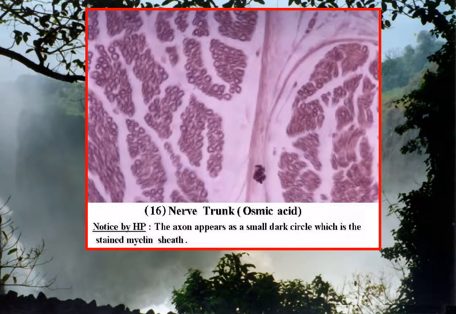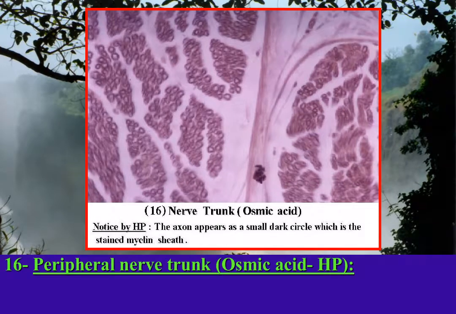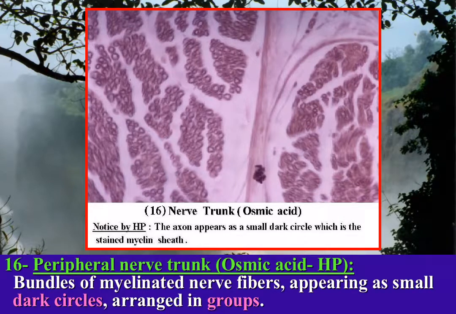Peripheral nerve trunk, stained with osmic acid, examined by high power, showing bundles of myelinated nerve fibers appearing as small dark circles representing the stained myelin sheath, as the axoplasm and the neurolemma are not stained. The fibers are separated by connective tissue endoneurium, arranged in groups or bundles separated by connective tissue perineurium.